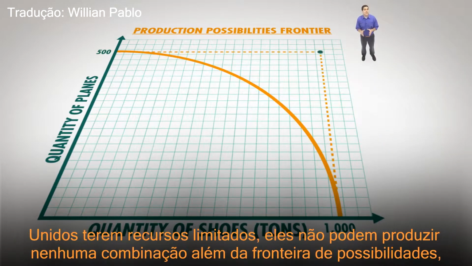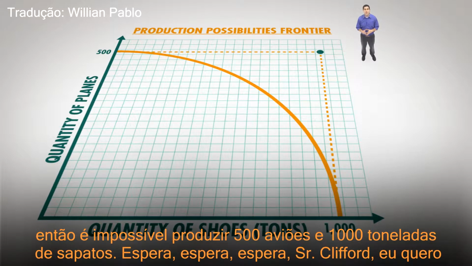Now, because the United States has limited resources, they can't produce any combination beyond the Production Possibilities Frontier. So it's impossible to produce 500 planes and 1,000 tons of shoes.